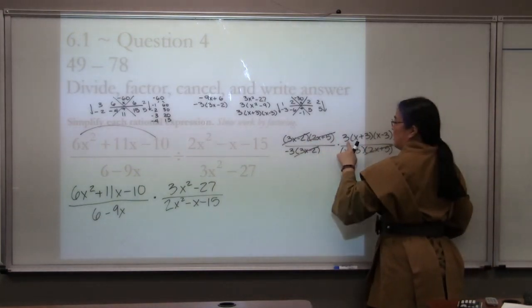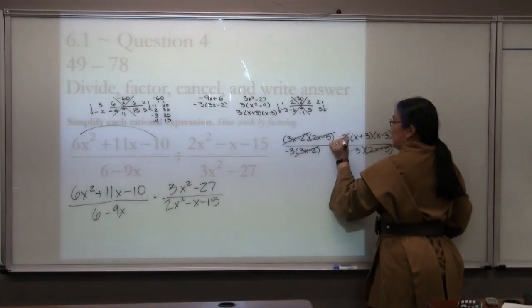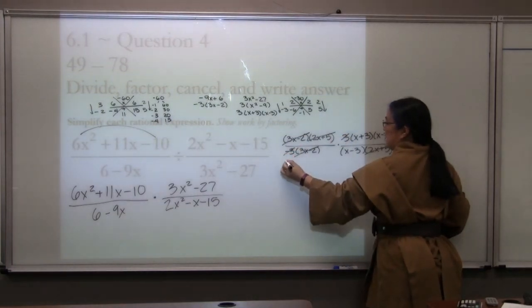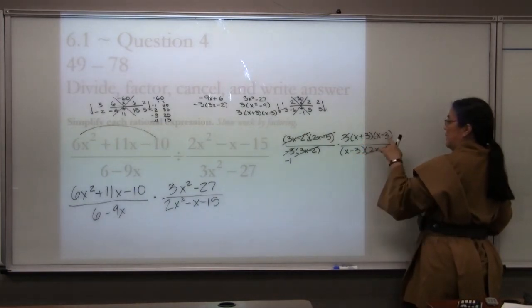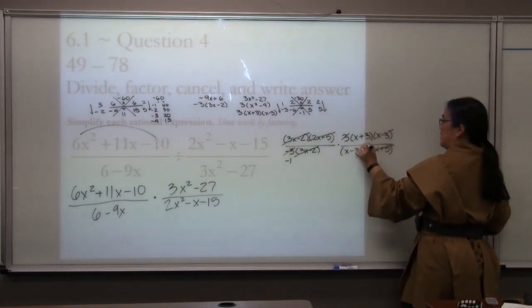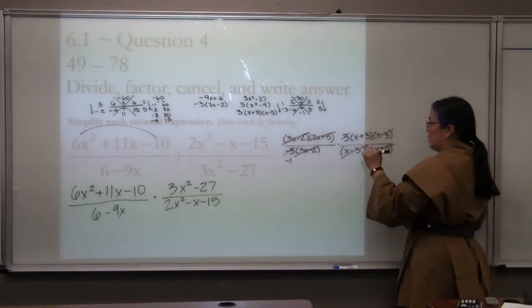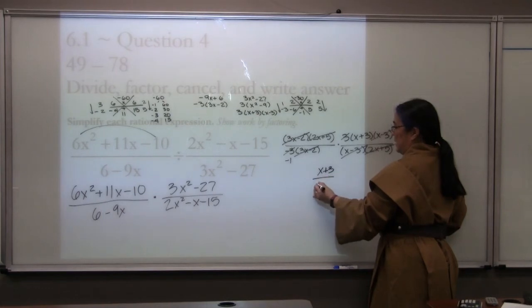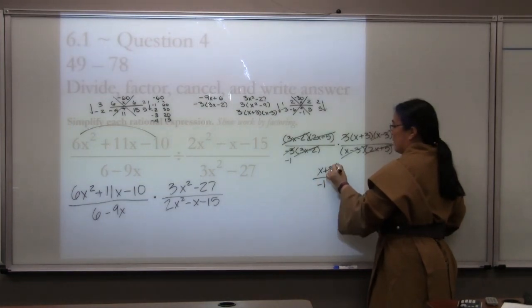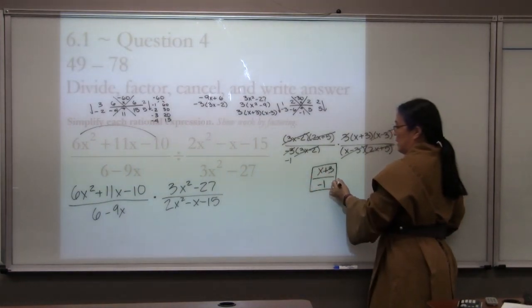Numerator, denominator, 3 on top, 3 on the bottom. This 3 will cancel out, and this will leave you with a negative 1. x plus 3 on the top, x minus 3 on the top and bottom. So if we look, we have an x plus 3 in the numerator, and we have a negative 1 in the denominator. I will accept this as an answer.